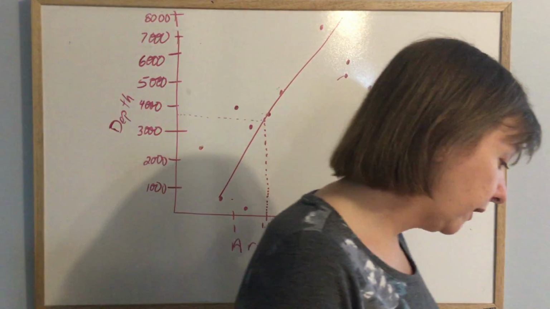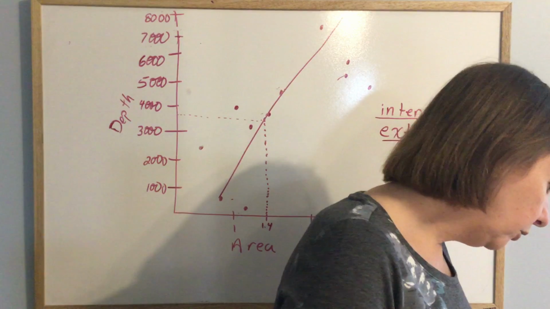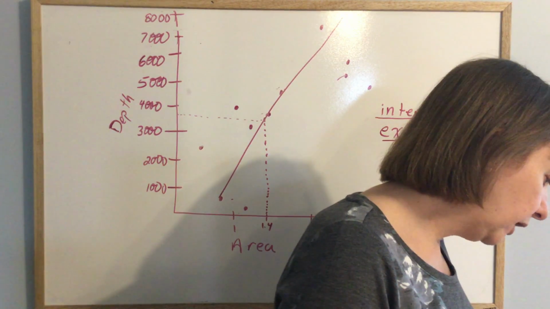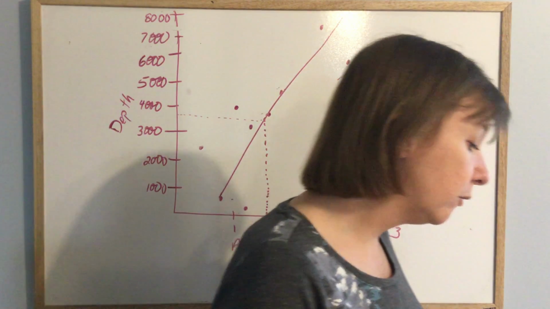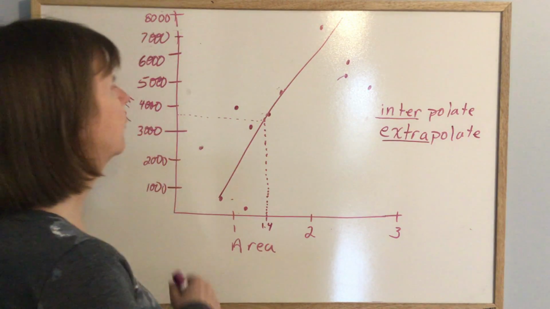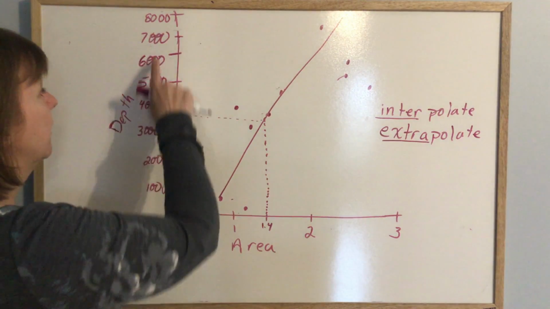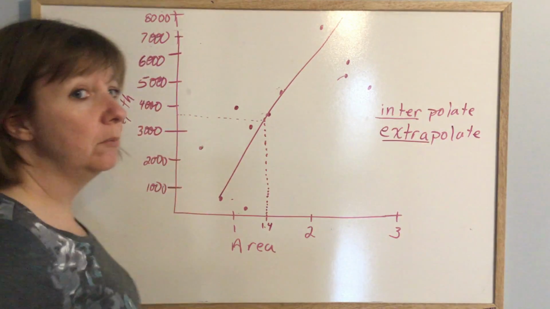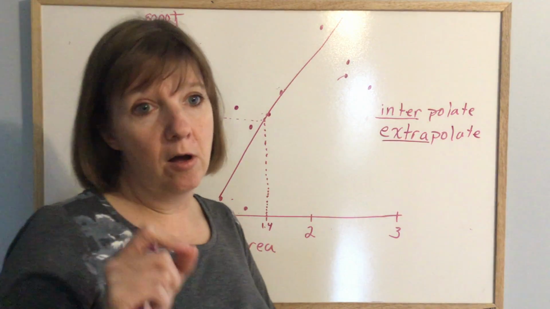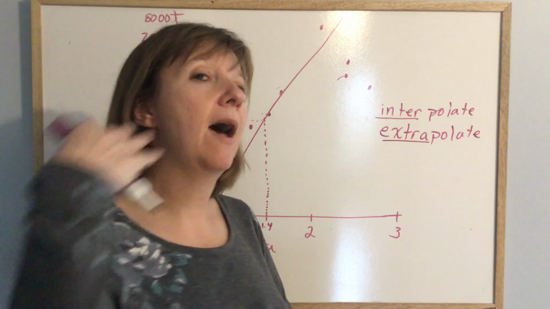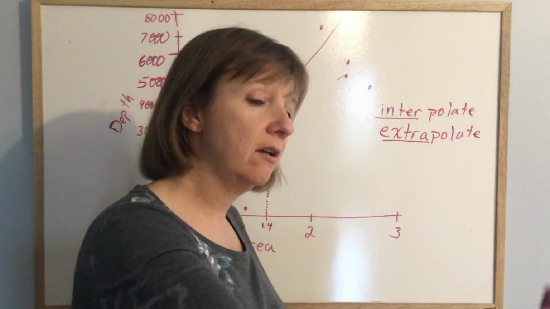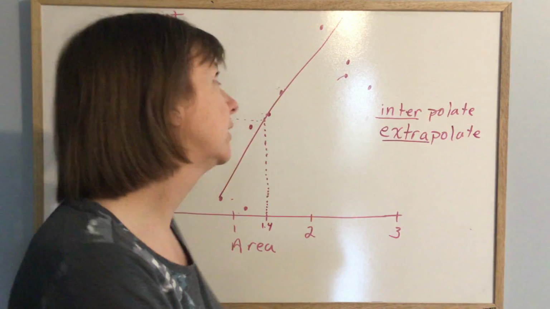So here's what they ask. They want you to use the line of best fit to extrapolate the area of a sea if the greatest depth is 9,000 meters. And you can see that in terms of depth, 9,000 meters isn't on my graph, right? It's outside of it. Extra, it's outside of it.